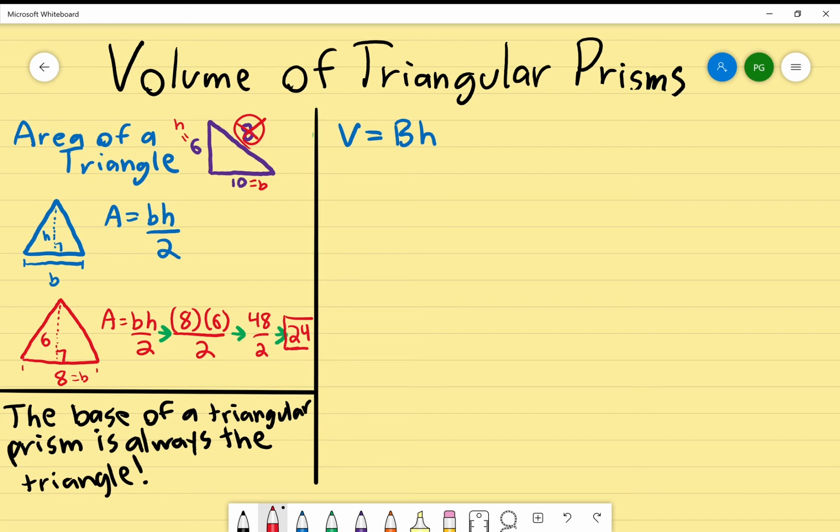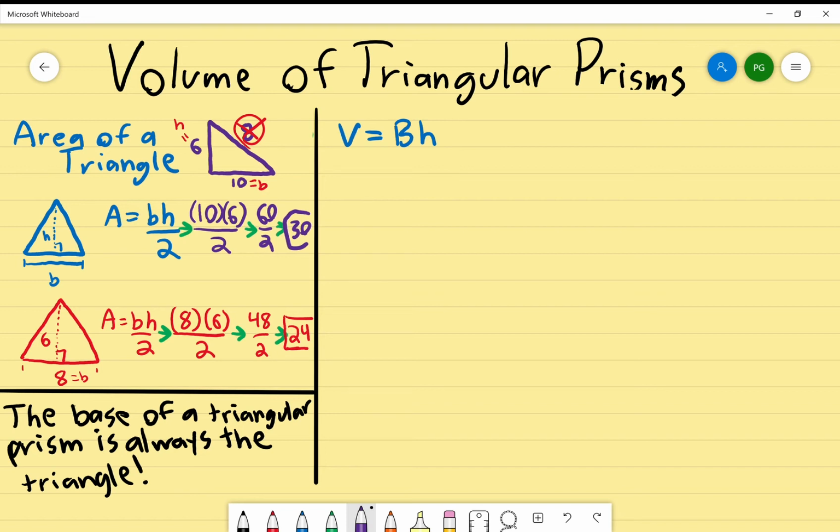Now let's go back to the formula. Area equals base times height divided by 2. We decided that my base here was 10. My height was 6, and then divided by 2. Great. So 10 times 6 is going to be 60 divided by 2. 60 divided by 2 will be 30. Excellent. That's how we find the area of a triangle.